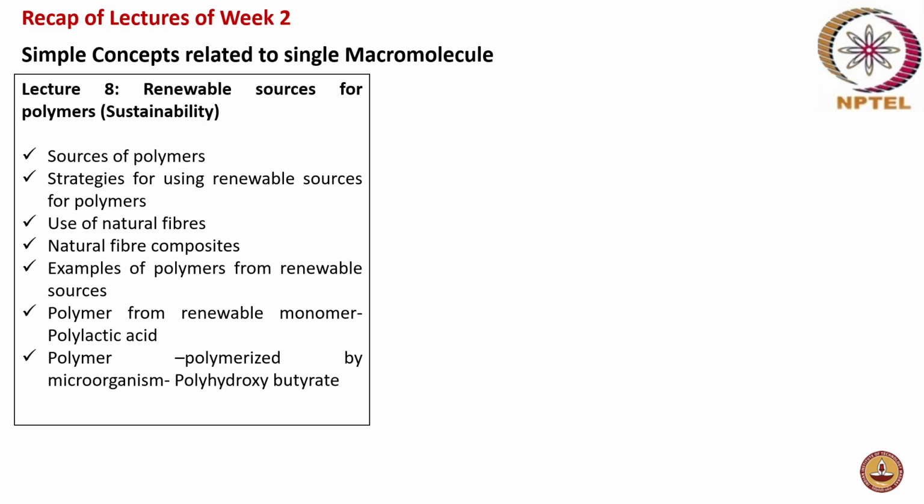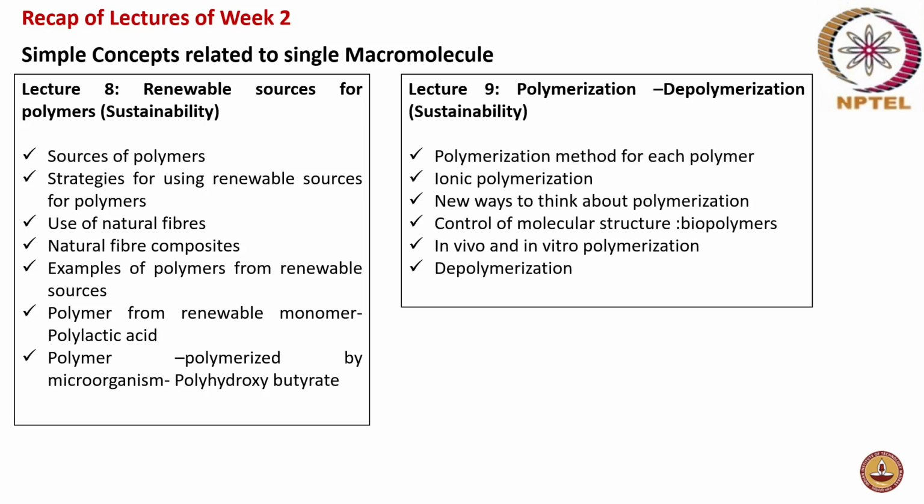Some examples of polymers from renewable sources: polymer from renewable monomer like your polylactic acid, or polymers that are polymerized by microorganisms like your polyhydroxybutyrate. So these were all discussed. Then lecture 9 was on polymerization, depolymerization. This was again on sustainability aspect of polymers.